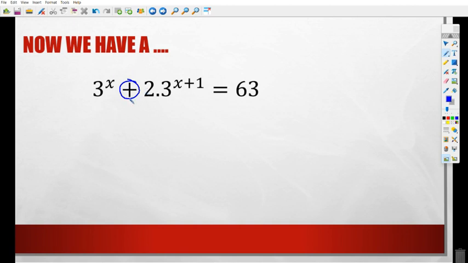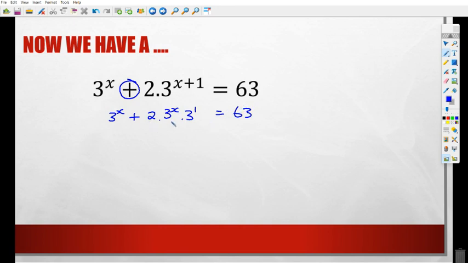Alarm bells should be going off in your brain, because when I see a positive and I see exponents, I'm going to separate, and then get a common factor, get a bracket, and simplify the bracket. Same deal: we've got 3 to the power of x plus 2 times, let's separate here, 3 to the x times 3 to the positive 1 equals 63. Leave the 63 for now, we'll deal with it later.